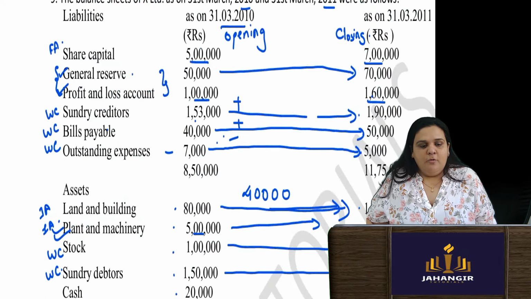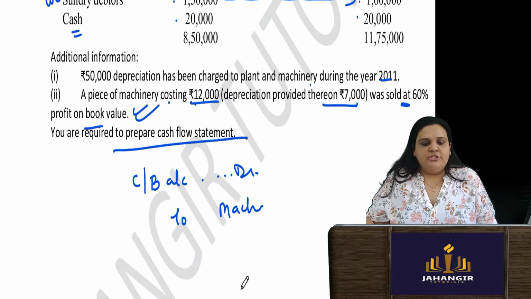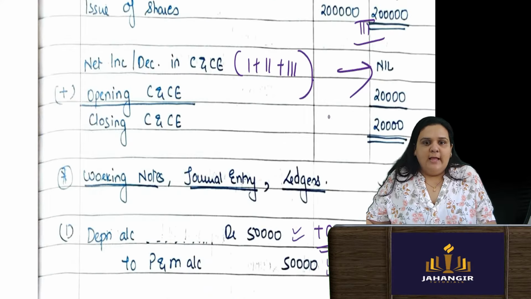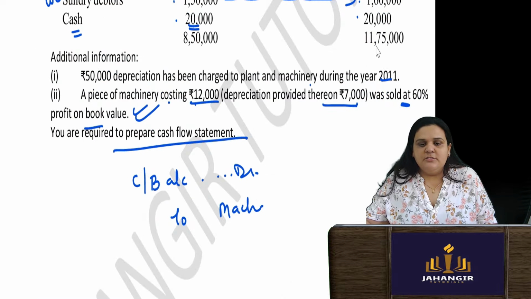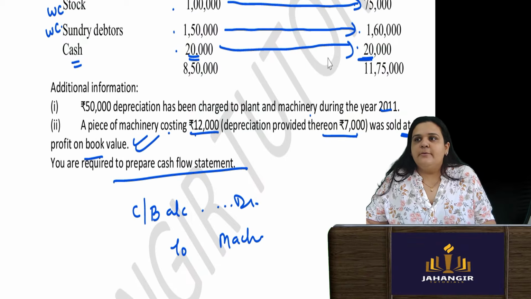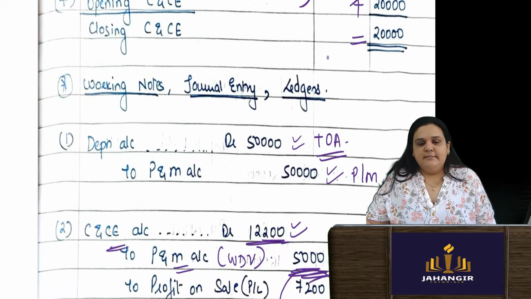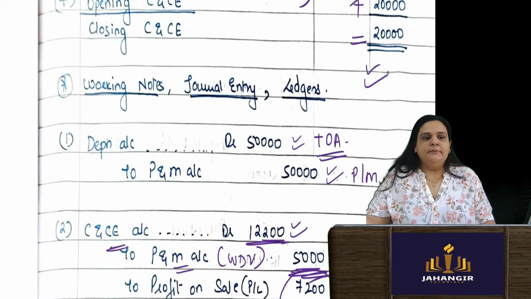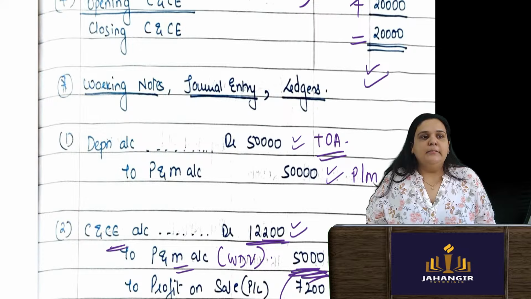Is there any opening cash and cash equivalent? Yes, they have given me. Cash opening 20,000. Add that back to the nil. You will get closing 20. See, closing is also 20, no change. Opening also we started at 20, closing also at 20. We have verified this sum. Clear?